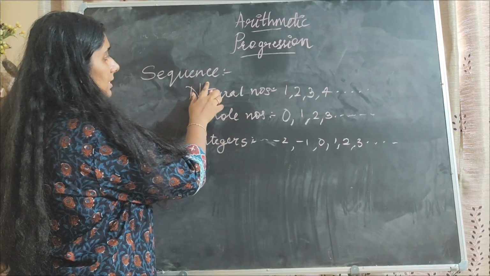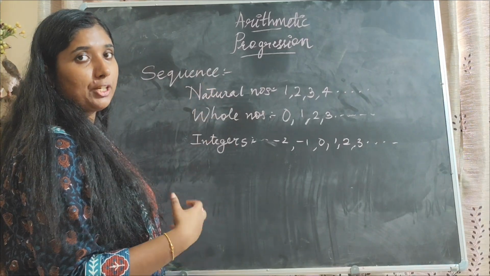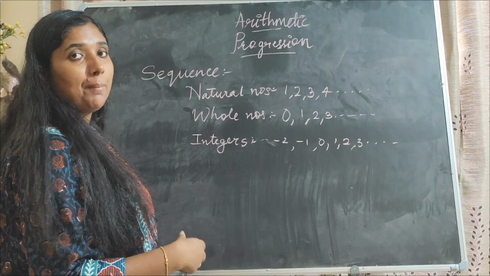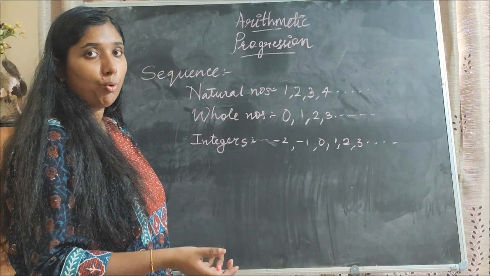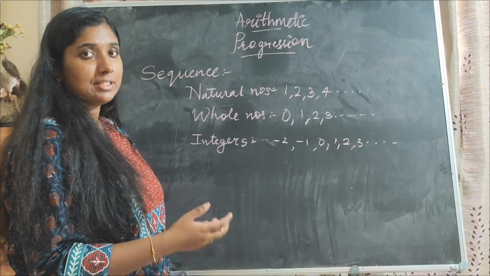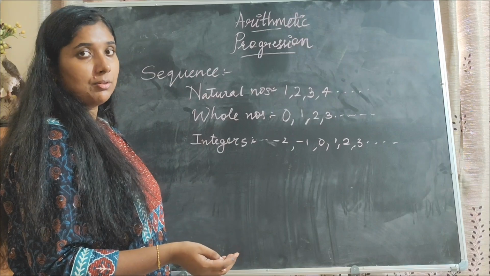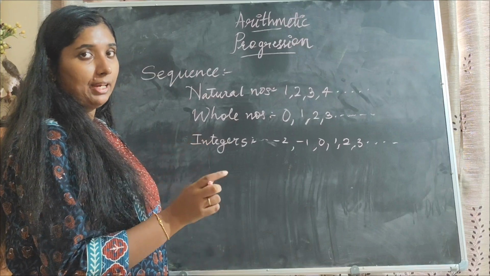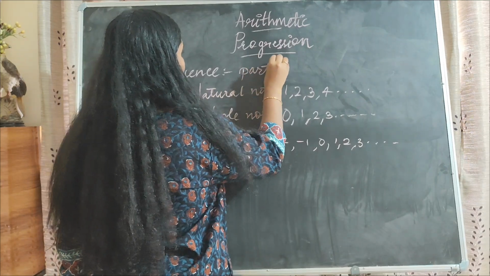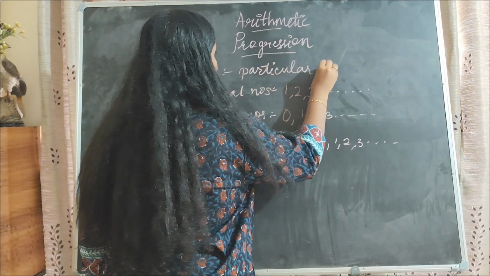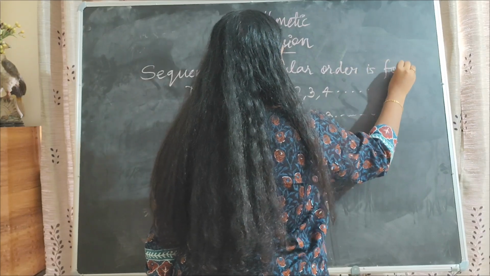But a sequence is something which has an order, which follows a particular order. It could be a multiple of something, like tables of 4, tables of 5. 5 ones are 5, 5 twos are 10, 5 threes are 15. So this will form a sequence because it has a common multiple 5. So it goes in a particular order.